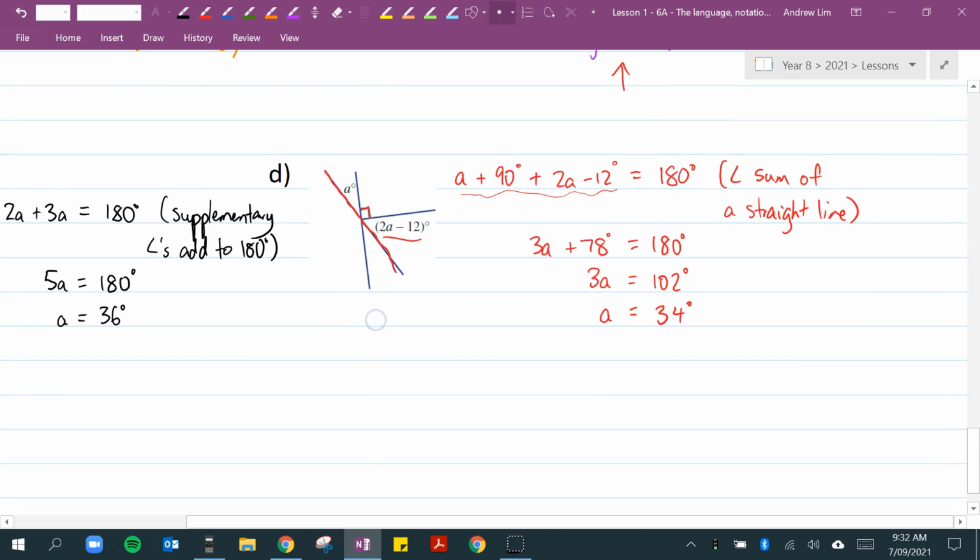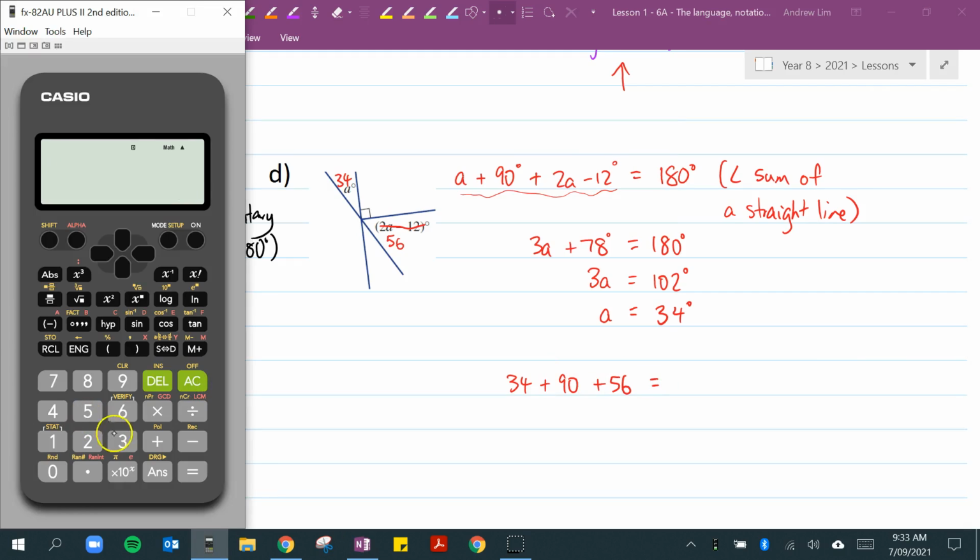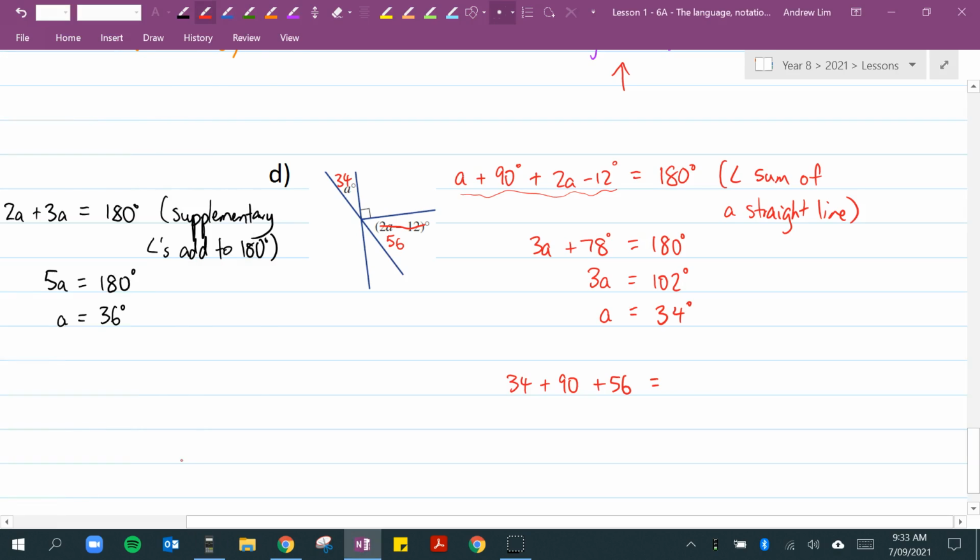We can double check our answer to make sure we did it correctly. If we reckon a is 34, we'll replace that with 34. 2 times 34 is 68. And 68 minus 12 is 56. So we'll replace that with 56. So let's add them all together. 34 plus 90 plus 56. Does that equal 180 degrees? Yep, it equals 180 degrees. So we know we did that correctly.